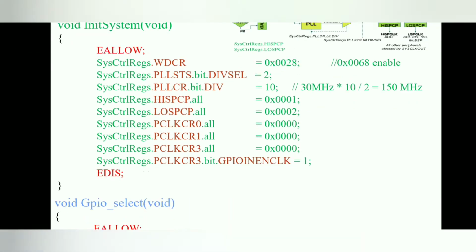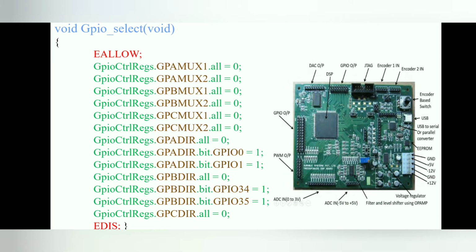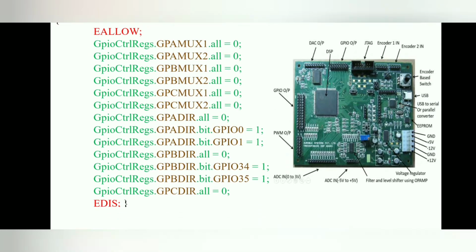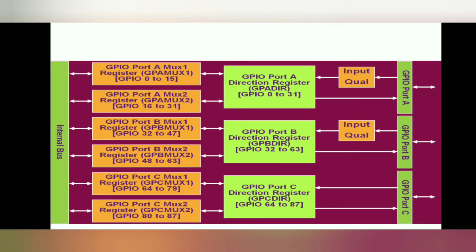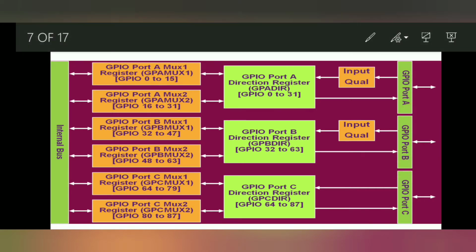Next we will see how we use the GPIO pins. We want to use GPIO pins 0, 1, 34 and 35 for this application. So before going into detail, let us recall how the GPIO pins are connected, what the architecture of the GPIO pins looks like. As we already discussed, the GPIO pins have 3 ports: port A, port B and port C. All are connected through the internal bus, and all are 32.